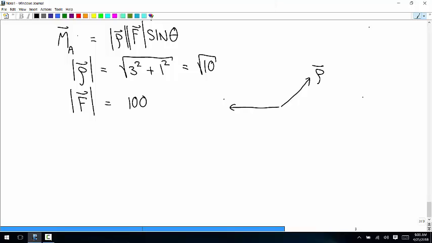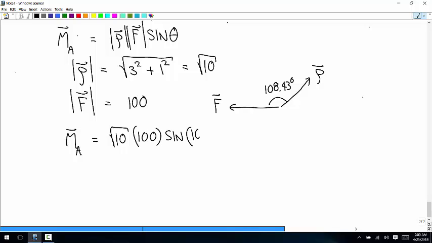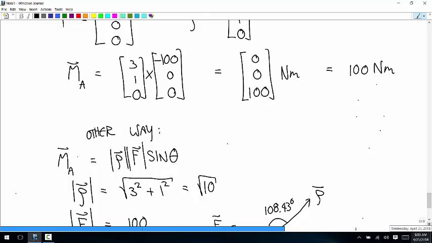So this is rho, this is F. What's this angle? 108.43 degrees. And so then the moment is root 10 times 100 times sine of 108.43. And what do you get for all that? Hopefully you're going to get 100.